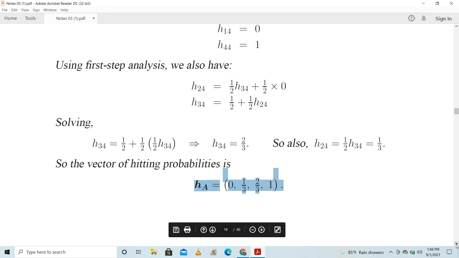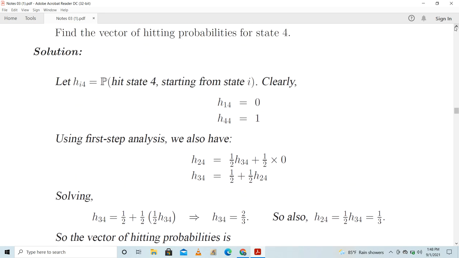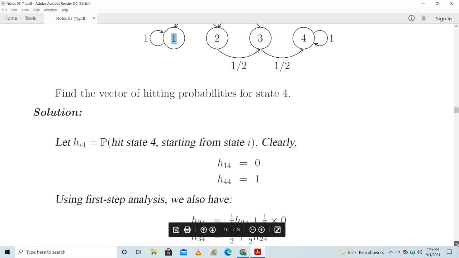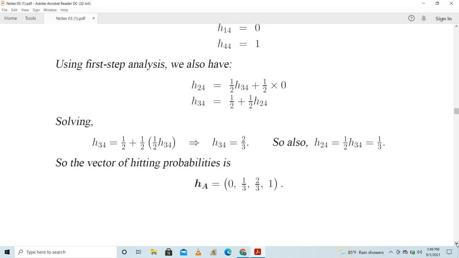By solving this, you can find the hitting probabilities. So in this case, when we used the first step analysis, we observed the transition diagram, and first we found that if you're already in the given state, this probability is equal to 1. And if you cannot reach the given subset from another state, that hitting probability should be equal to 0. We found that by looking at the transition diagram. But there should be a formal equation to find these hitting probabilities. That we'll discuss in the next lecture. For now, you should be able to find the hitting probabilities using first step analysis and by observing the transition diagram. So I'll stop at this point.